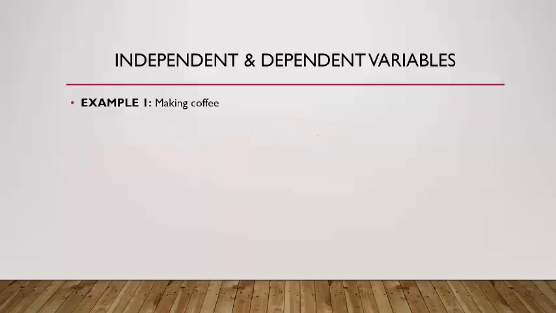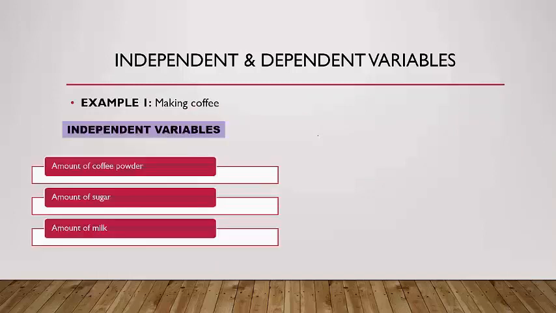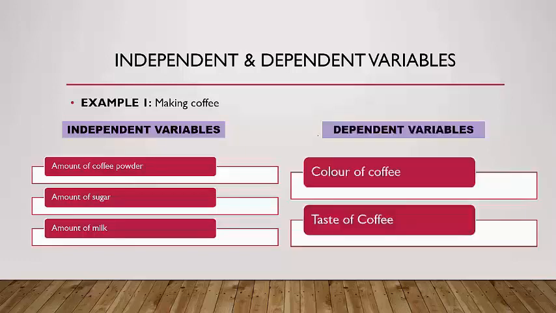For example, in case of making coffee, the amount of coffee powder to be added, the amount of sugar to be added, and the amount of milk to be added are the independent variables. And the taste and color of the prepared coffee are the dependent variables as they depend on the amount of coffee powder, sugar and milk added.